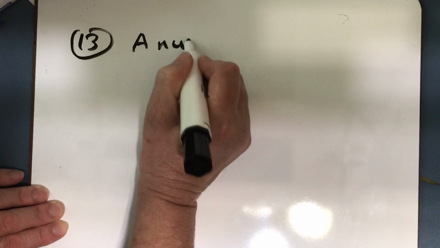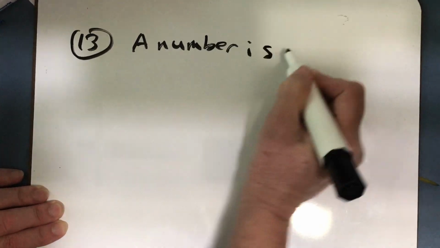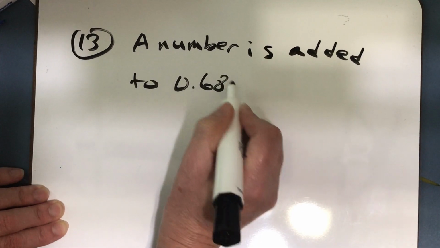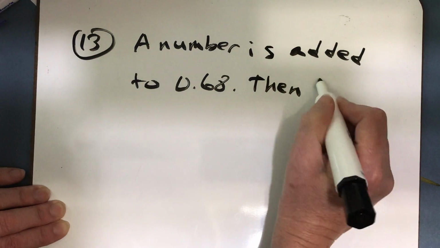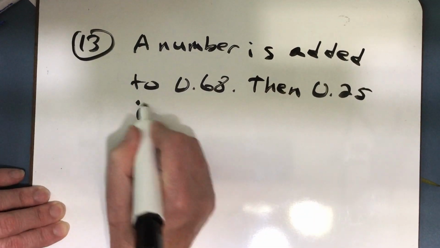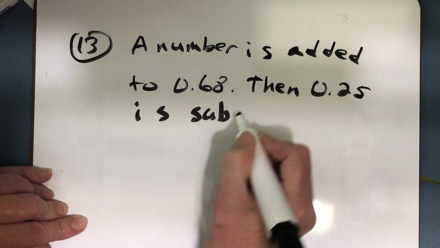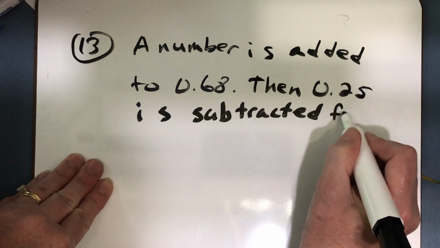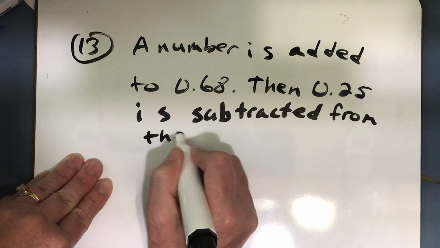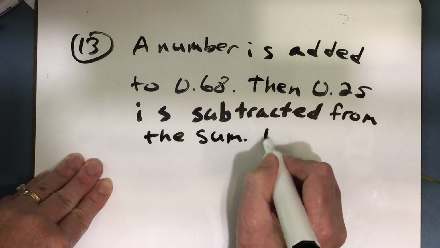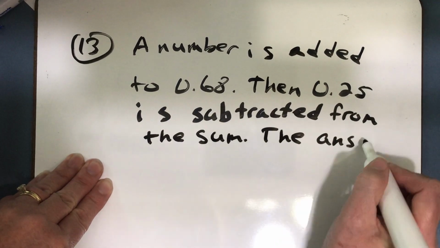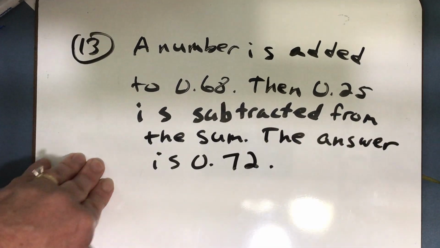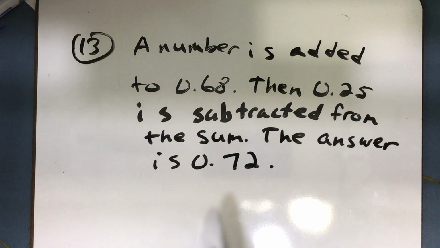Okay, a number is added to 68 hundredths. Then 25 hundredths is subtracted from the sum. I'm using the exact same wording. I'm just using different numbers. So you're going to have to do the same thing that I'm doing here from the sum. The answer is 72 hundredths. So the problem on 13 is just like this, but different numbers.